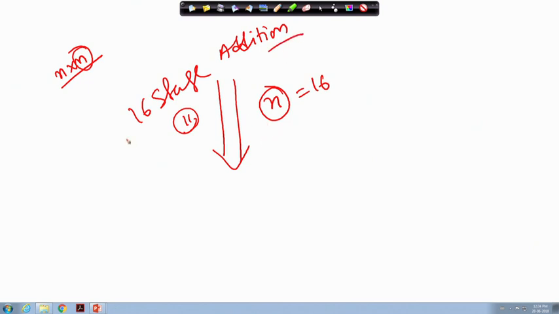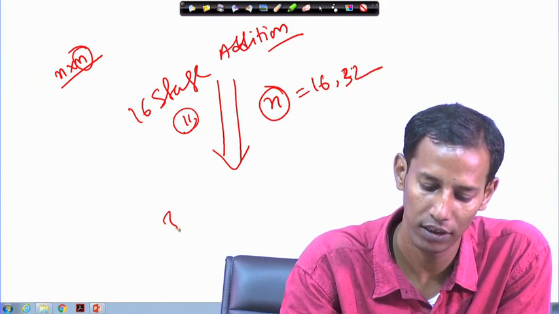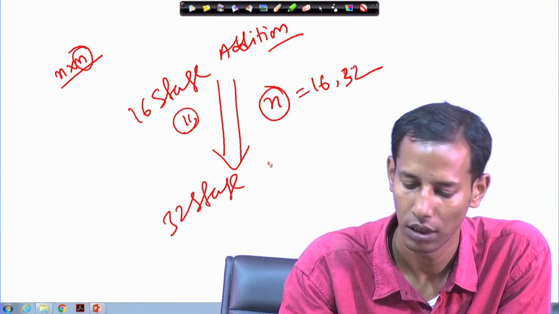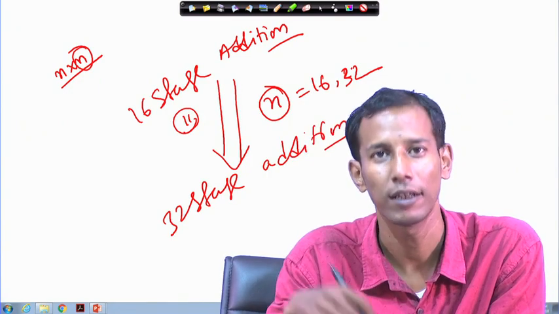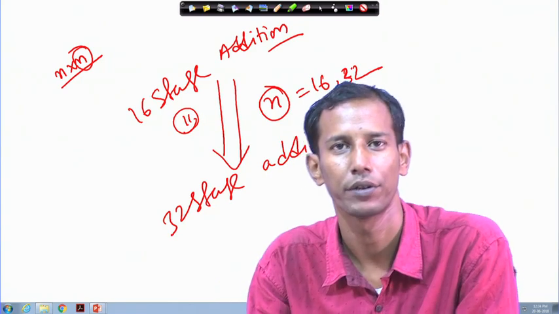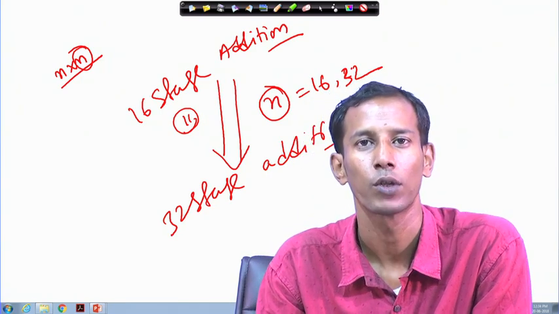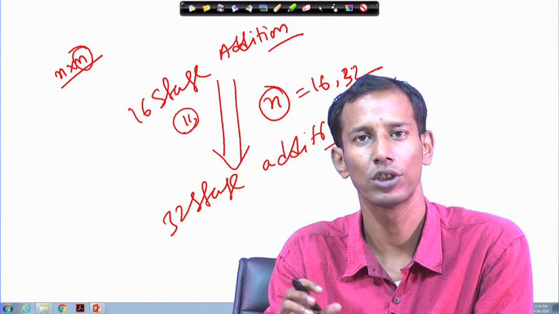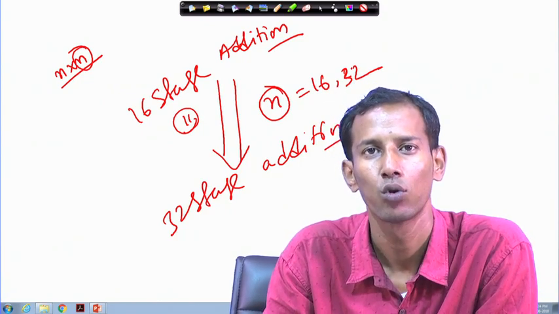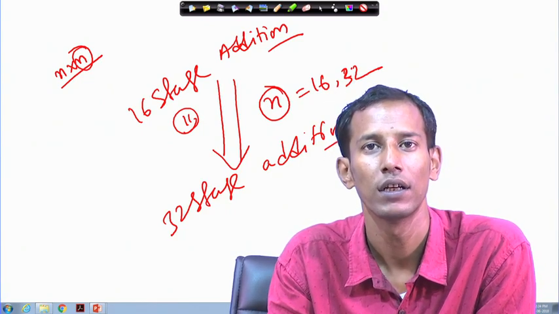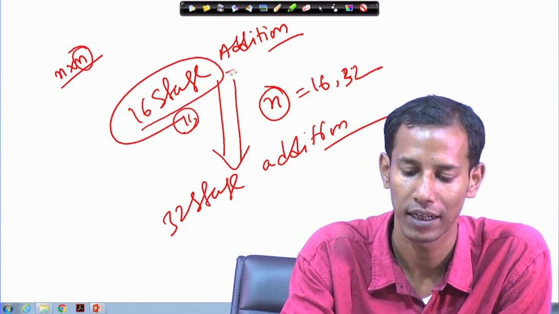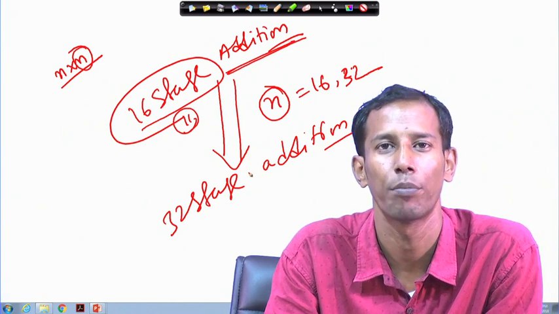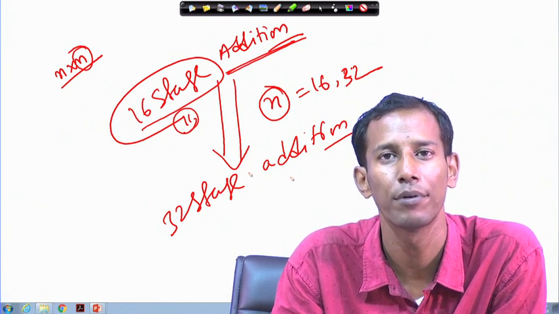If n is 32, then I require 32 stages of addition operation to perform the final computation of the multiplication operation. That is why we have used this Booth's recoding technique to further reduce the number of stages of this chain of addition operations. So, how have we reduced it?